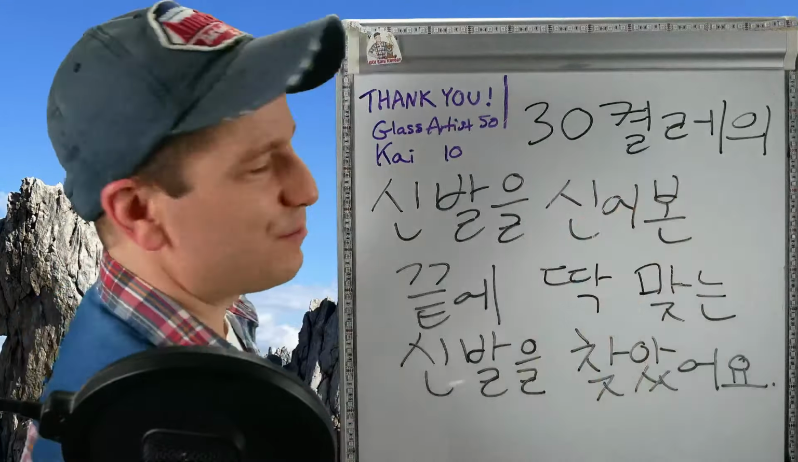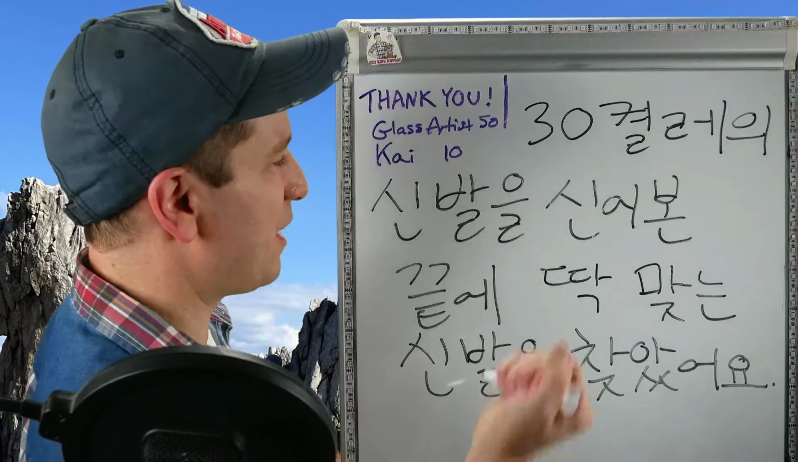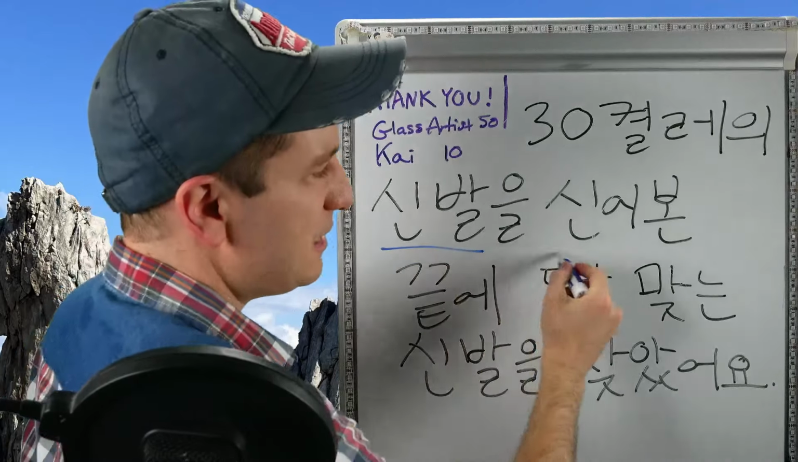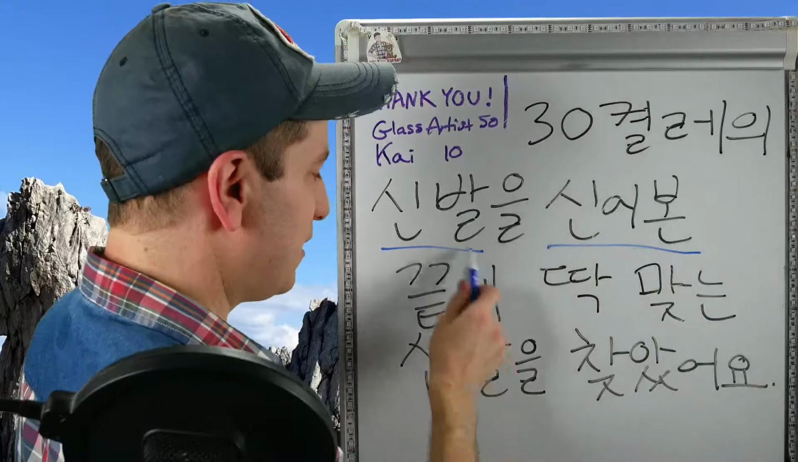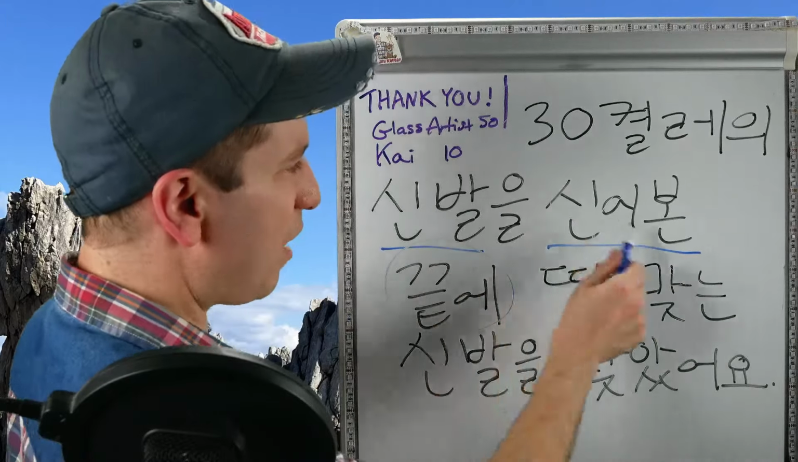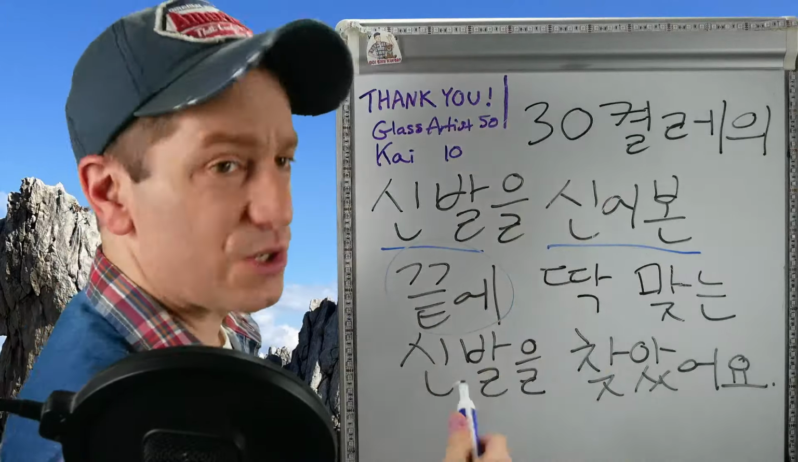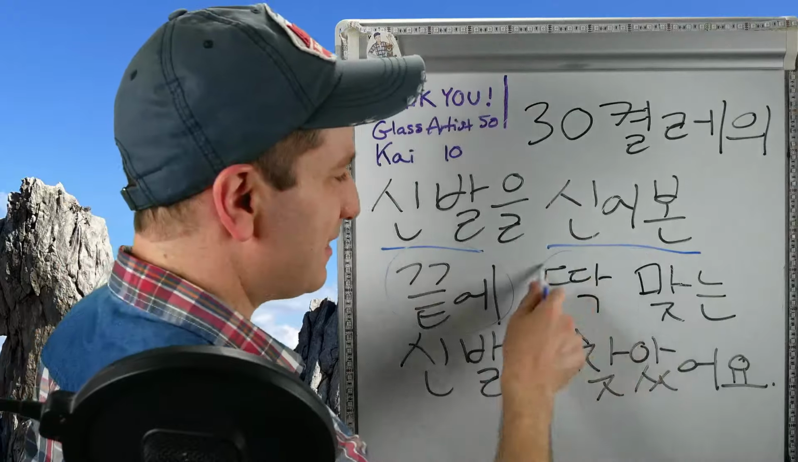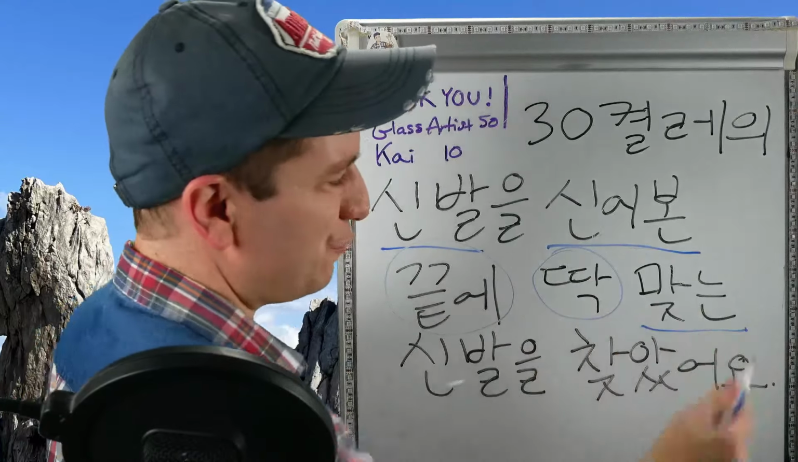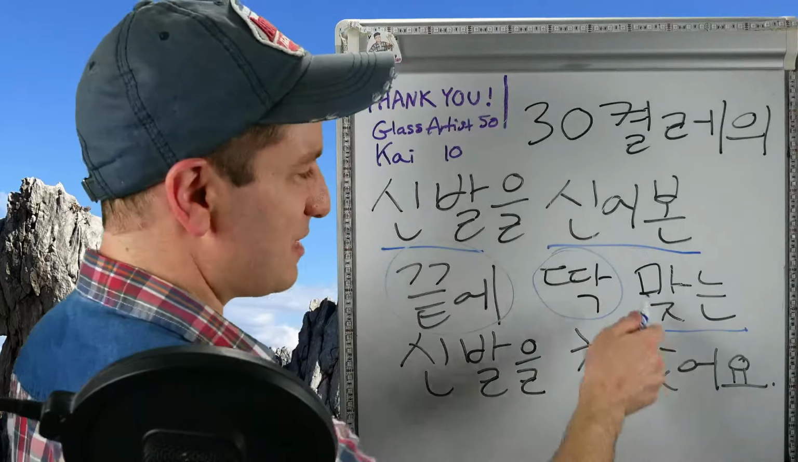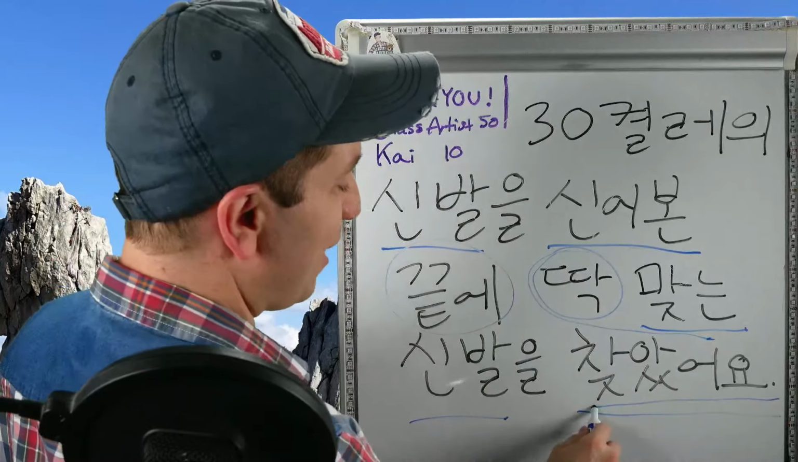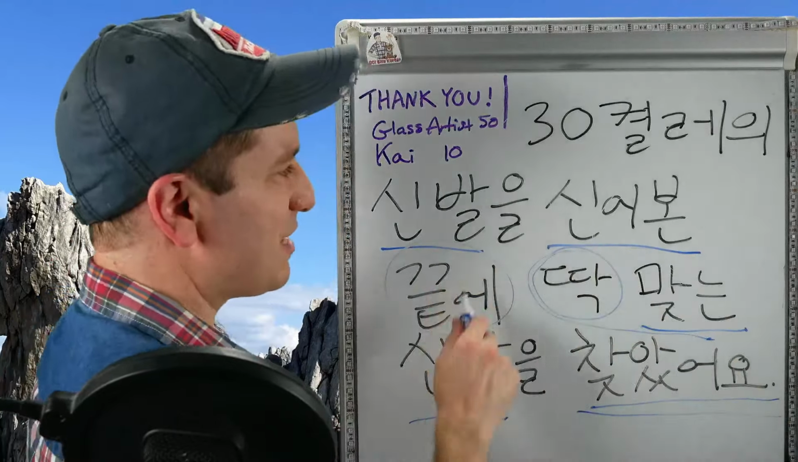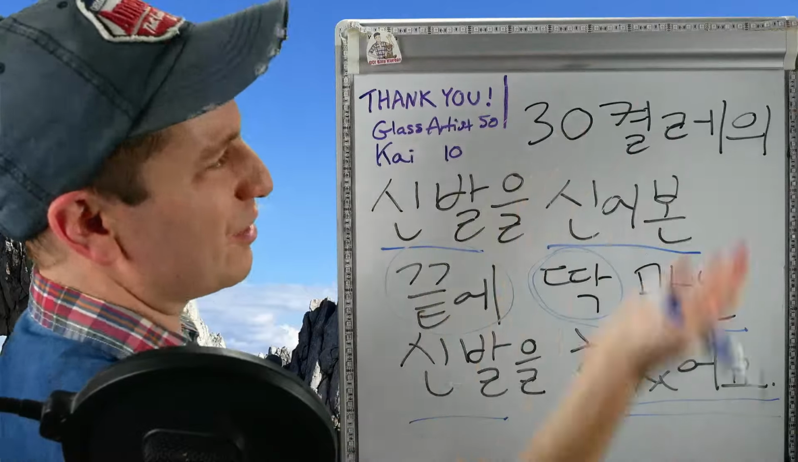30켤레. So 켤레 again would be a pair. In this case, it's a pair of shoes. 신발. 신어보다, to try on your feet. 신다, to put on your feet. 끝에. So at the end of having tried on 30 pairs of shoes, the result was 딱, just, 맞다, to fit or to be right, to be correct. So in this case, the perfect fitting 신발 찾았어요. So I found perfect fitting shoes after having tried on 30 pairs.